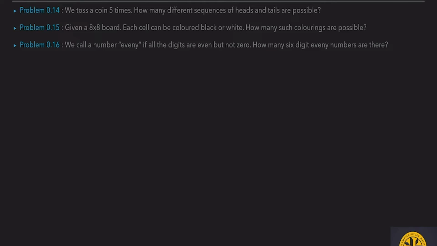We call a number even if all the digits are even but not 0. How many 6-digit even numbers are there? So all the digits are even. So let's first note down the even digits. It's 0, 2, 4, 6, 8. There are 5 even digits possible, but 0 is not allowed. So our allowed set of digits are 2, 4, 6 and 8, which is 4.